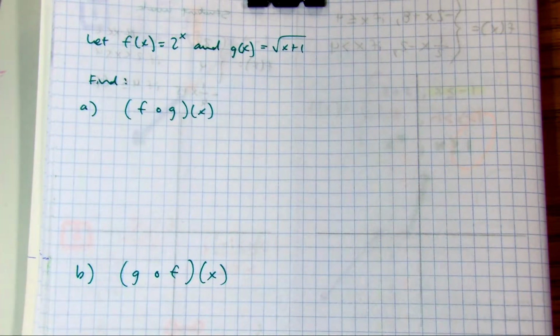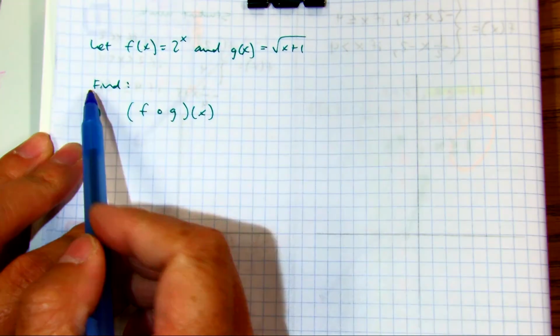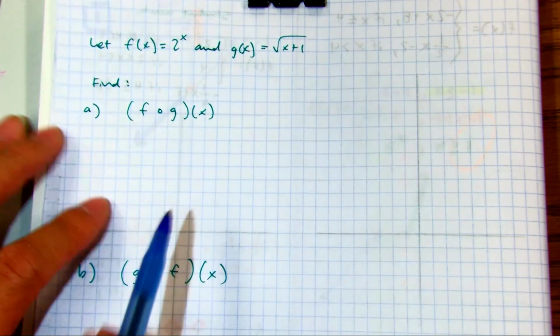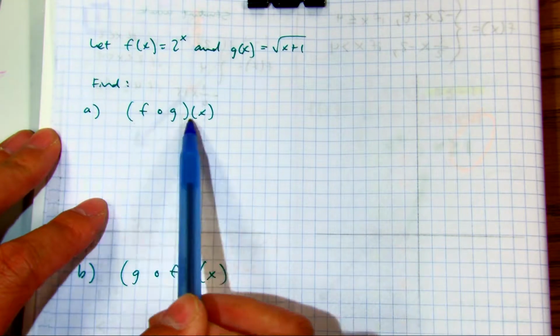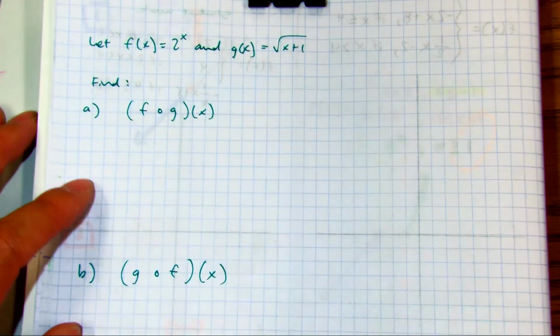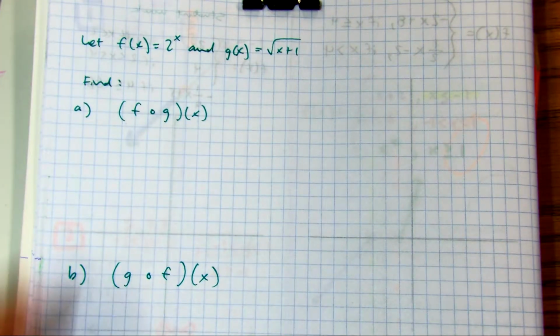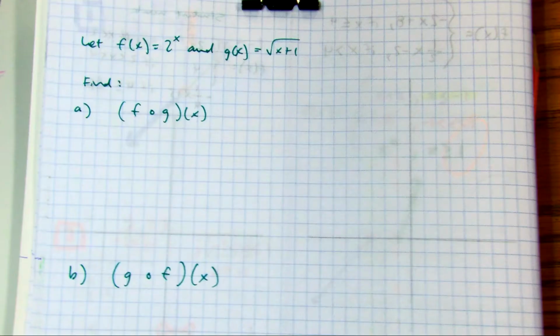Okay, so we have two functions, f of x and g of x, and it tells us to find f of g of x. Now, when you guys see the f circle g, okay, it does not look student-friendly. So how do you write this as student-friendly? Put your finger on the one you wrote before. And this is how I would write it.